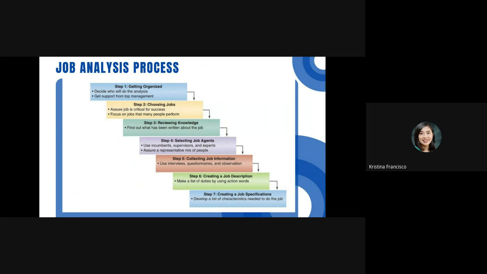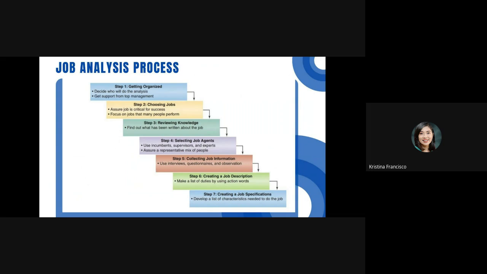We have here your job analysis process. The job analysis process consists of several key steps. One is getting organized. When we say getting organized, you decide who will conduct the job analysis and ensure top management support. The purpose should align with organizational success and even your strategic goals. After that, we need to choose jobs. Focus on jobs critical to the organization's success and those with many employees. Limited time and resources make it necessary to prioritize.